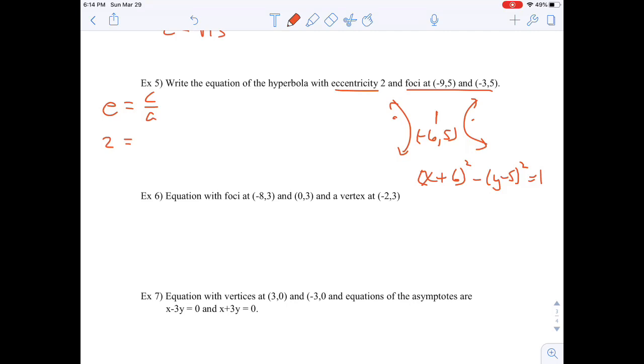Well, this is saying to go from the center to the foci, we have to go to the left 3 or to the right 3. So C is 3. Well, we can solve A that way. We find that A is 3 halves. So underneath here, if I square that, that makes it 9 fourths. And again, you can write it like this, or you could write it like that. Either way is fine with me.